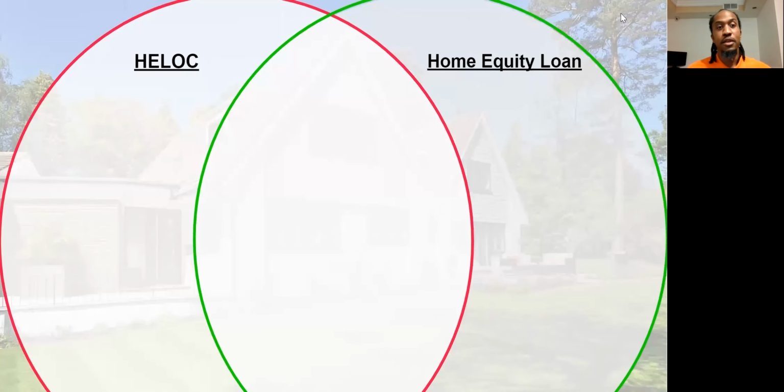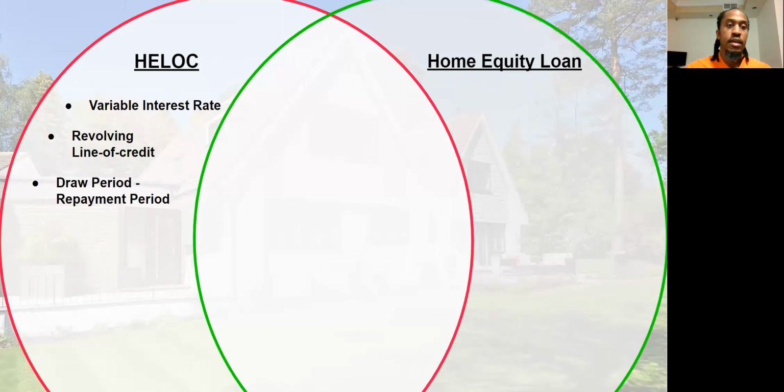If you are not familiar, I'm pretty sure everybody's seen a Venn diagram, but if not, everything on the left side with HELOCs is going to apply just to home equity lines of credit. On the right side, home equity loans, and the things that are shared between both programs will be listed in the middle. So starting with HELOCs, we've got variable interest rates, which is typically what you find on a home equity line of credit.